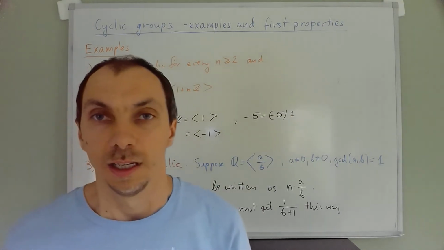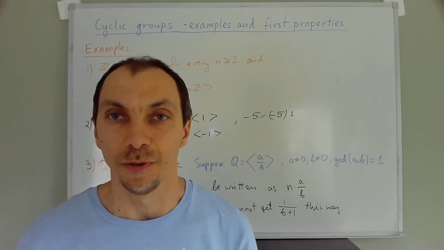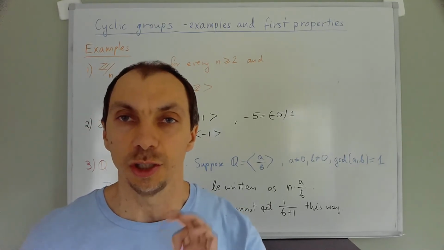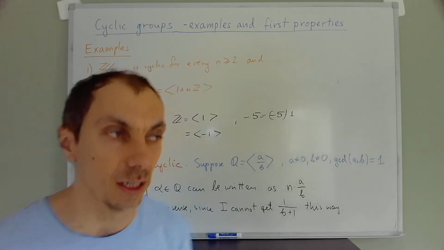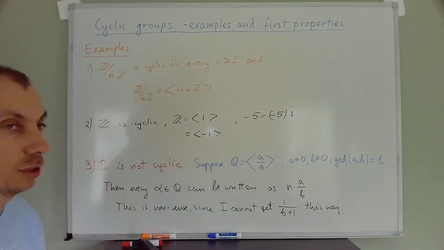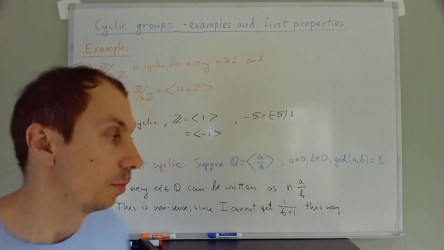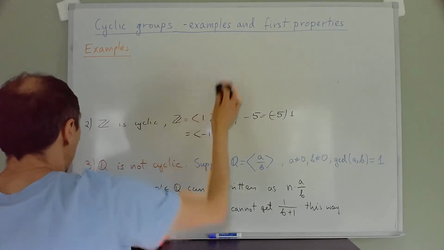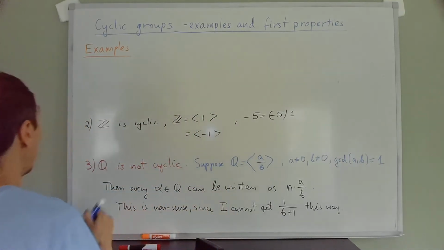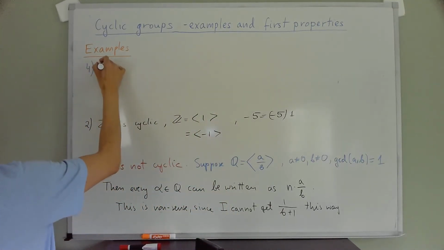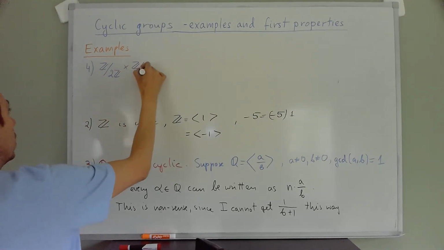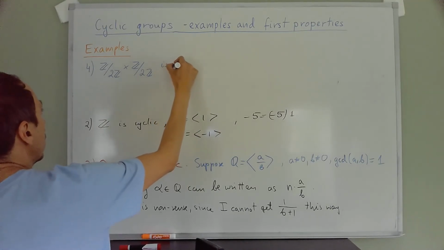So once we prove that if G is isomorphic to H and G is cyclic, then H also has to be cyclic, then we will know that Z is actually not isomorphic to Q as a group. All right, another example, 4. Z mod 2Z cross Z mod 2Z is not cyclic.